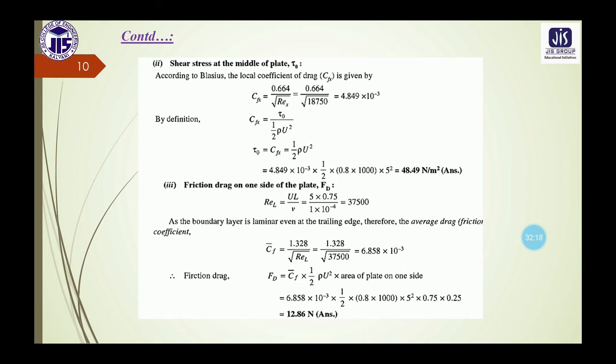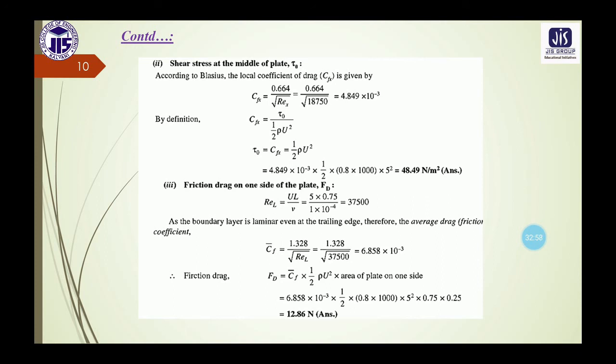we need to use the average drag friction coefficient corresponding to the Blasius solution, that is CF equals 1.328 divided by root under ReL. Here the value of ReL we put as 37,500. So ultimately we get the average drag friction coefficient as 6.858 multiplied by 10 to the minus 3. Now we need to consider the friction drag. The friction drag is equal to CF multiplied by half rho U square multiplied by the area of the plate on one side.